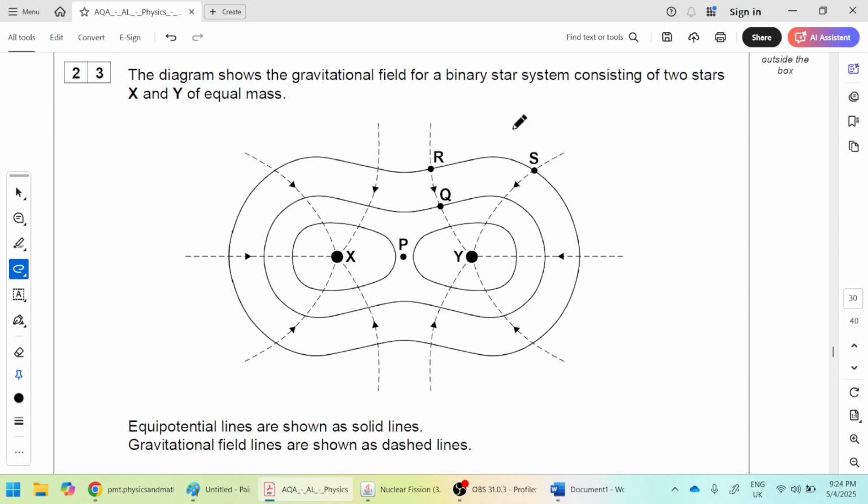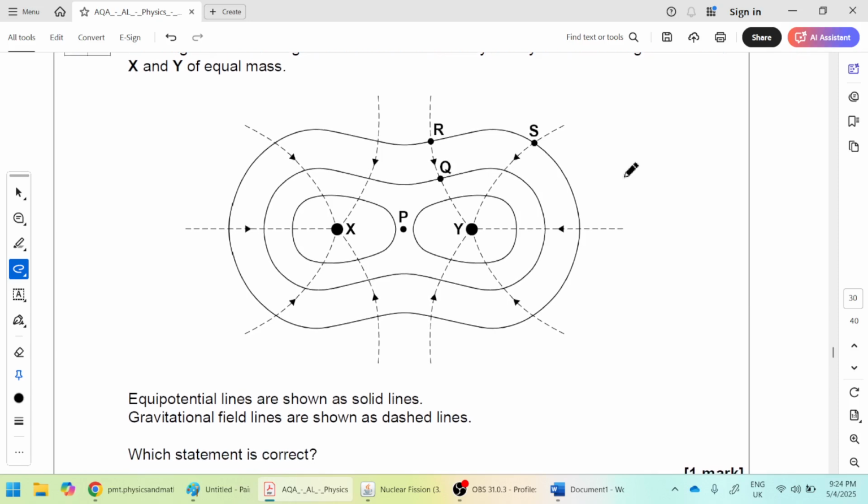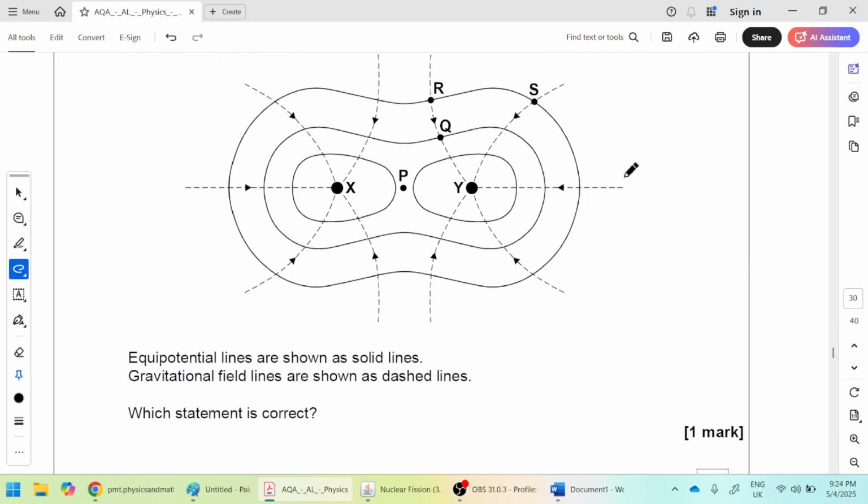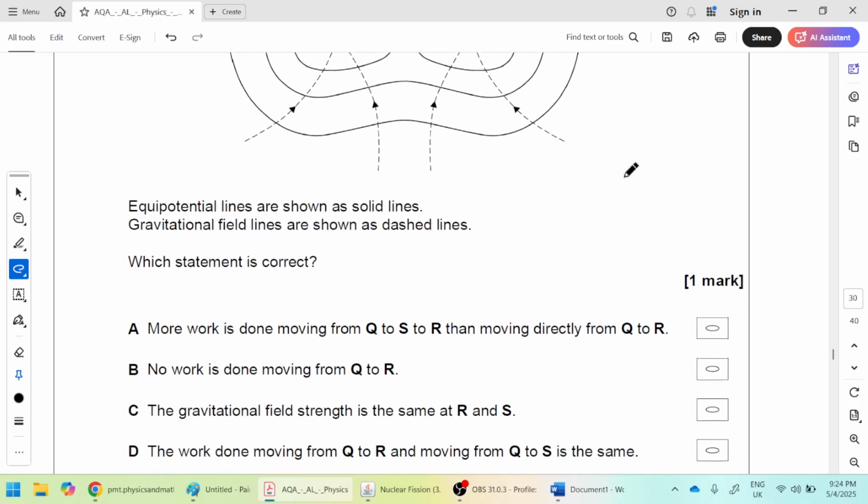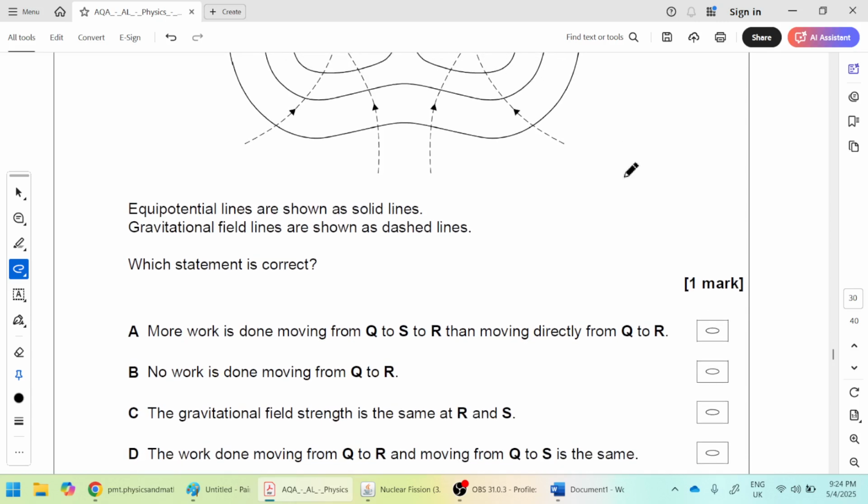Diagram shows the gravitational field for a binary star system consisting of two stars X and Y of equal mass. Equipotential lines are shown as solid lines. Gravitational field lines are shown as dashed lines. Which statement is correct? More work is done moving from Q to S to R than moving directly from Q to R.